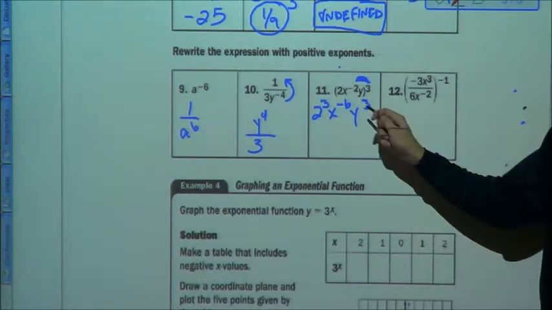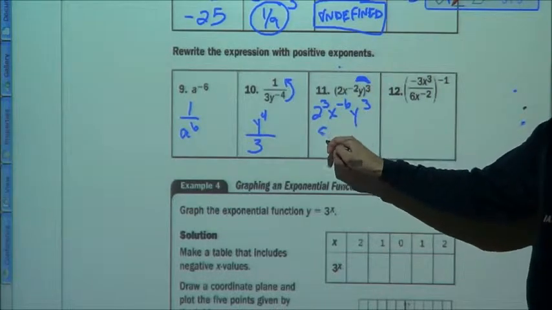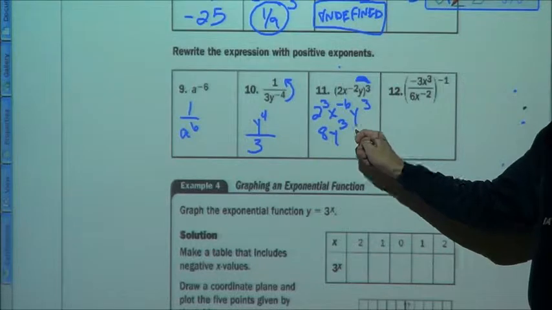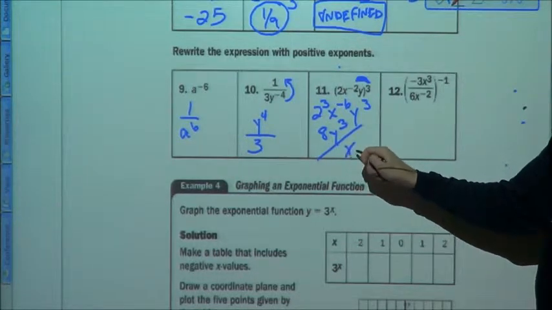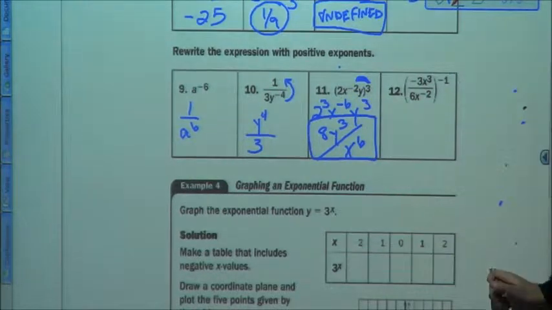So now, which one of those are happy, which one of those want to move? Okay, 2 to the 3rd is happy on top. Y to the 3rd is happy on top. How about x to the negative 6? This one goes to the bottom, where it will be x to the positive 6. So you just don't move everything. You only move bases with negative exponents.